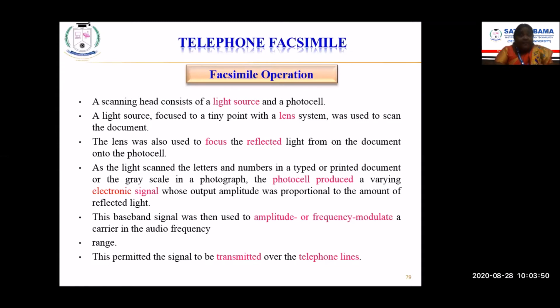So this optical information will be converted to electronic information by means of this photocell, normally called a photodiode. So what is the function of this photocell or photodiode? Can anyone tell? Please unmute. What is the functionality of a photocell or photodiode? You might have learned in your electronic devices subject. Am I right? Can anyone tell?